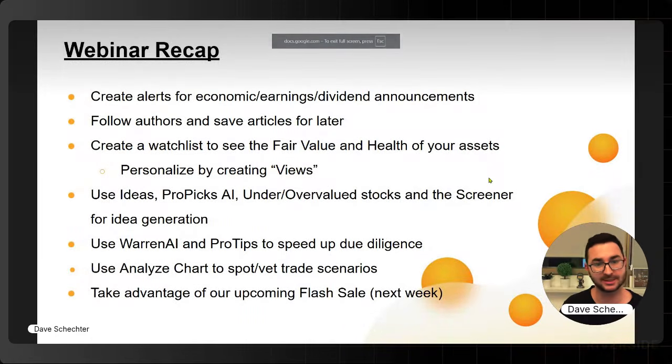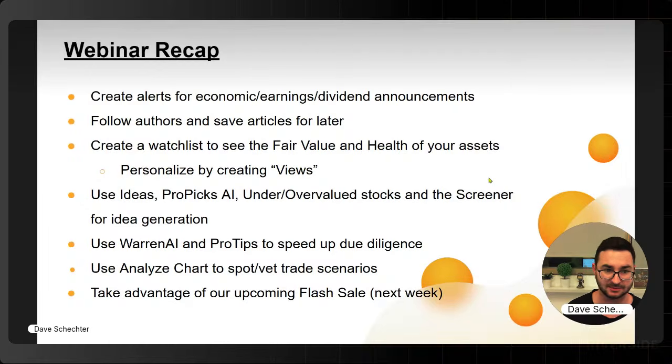Do create a watch list to see the fair value and health of your assets. Do personalize by creating views. Use ideas, ProPicks AI, under and overvalued stocks like I showed you on the homepage, and the screener for idea generation. Do use Warren AI and ProTips to help speed up due diligence. Use Analyze Chart to spot and vet trade scenarios.